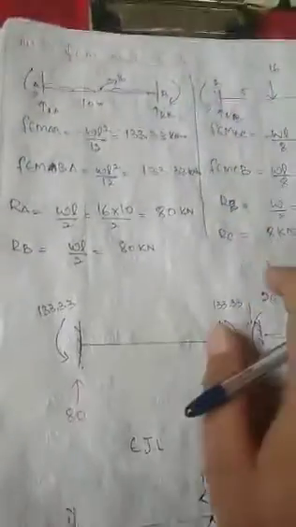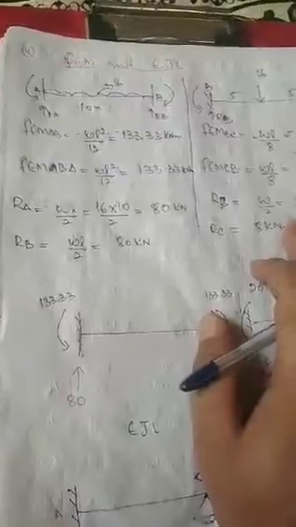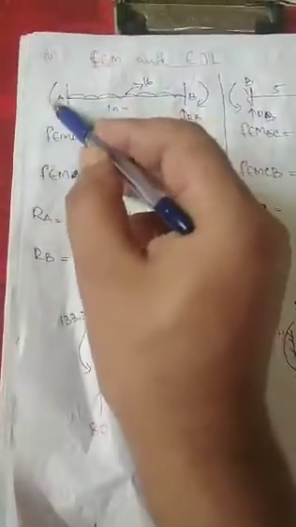So next step is to calculate the fixed end moment and EJL, equivalent joint load. So we have the beam given here. We will separate this into two elements, AB and BC. For the AB span, it has UDL. So we have to calculate these end moments.